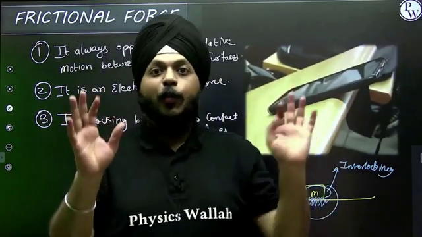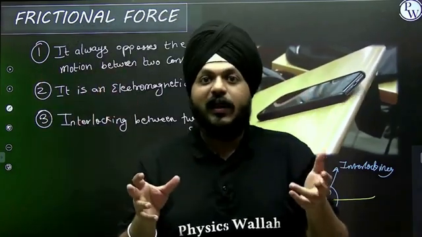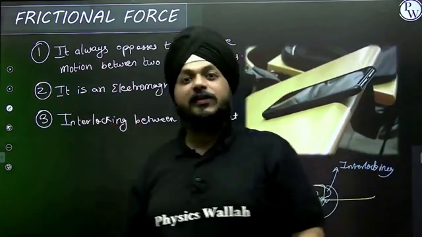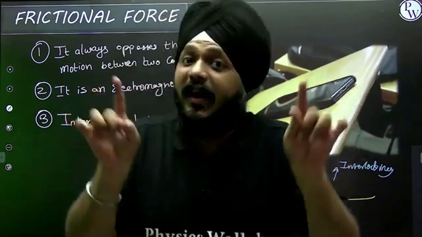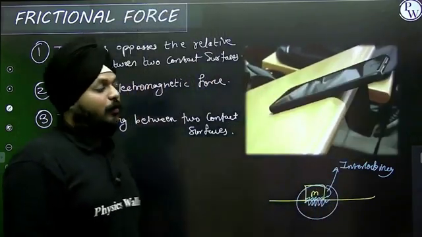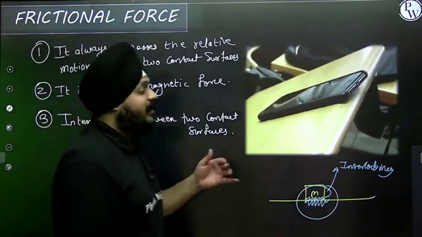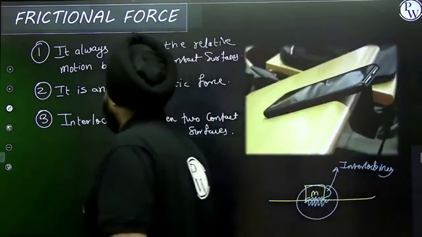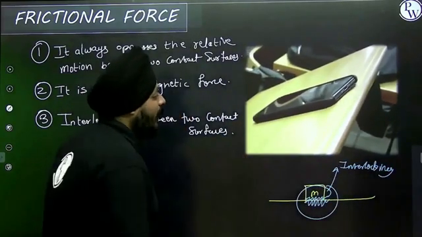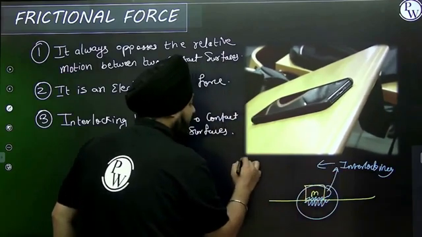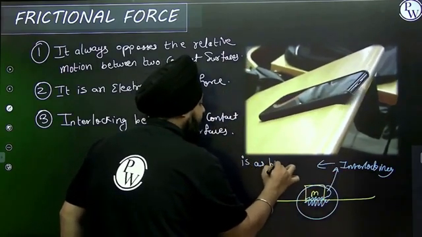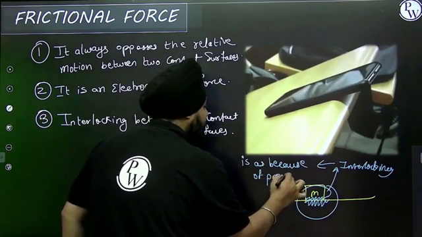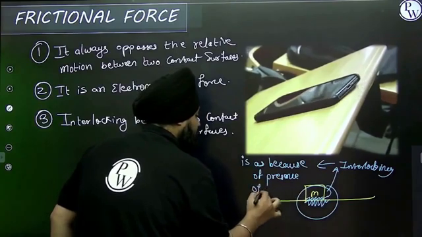Frictional force is not just an opposing force; students often have this conception: the object is moving this way, and the force that is opposing the motion is friction. No, it is the force that opposes the relative motion. That is a frictional force. So first, it is an interlocking. This interlocking is because of the presence of charges.